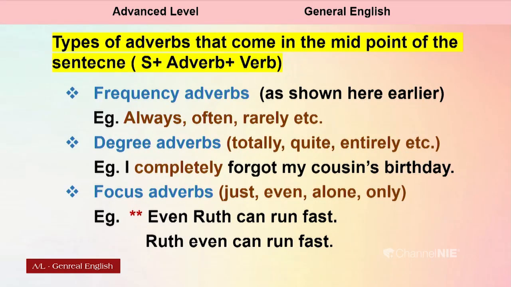Focus adverbs: just, even, alone, only. Even Ruth can run fast. That means, Ruth even can run fast suggests that the person called Ruth is also capable of running fast, but the person we are talking about is not so, right? Then the other one, Ruth even can run fast. That means Ruth is capable of doing many things. Other than that, he can run fast as well. So these are the meanings we are going to convey when we change the place of these certain adverbs. Now here this even and even affect adverb, right? So then types of adverbs that come in the midpoint other than frequency adverbs, the degree adverbs and focus adverbs, of course, we can change the meaning of the sentence using these focus adverbs.